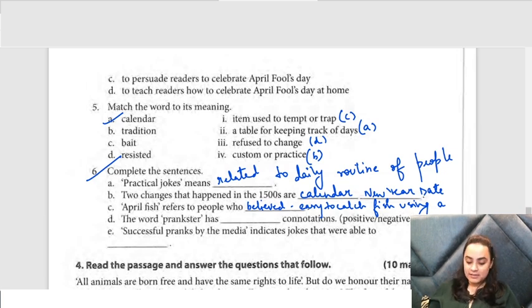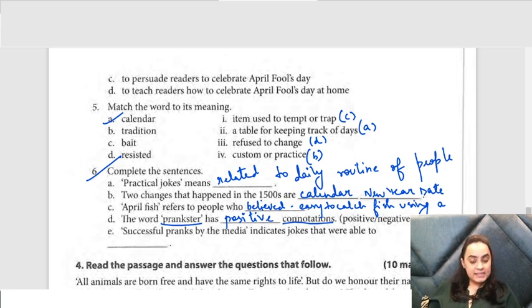The word prankster has dash connotations. Now, what do we mean by connotation? Connotation means meaning, reference. Do you think the word prankster has got anything negative related to it? No. We use the word prankster for those people who play a trick on somebody without harming the other person. Harmless people are known as pranksters. So it has got no negative connection to it. So it is a positive connotation.